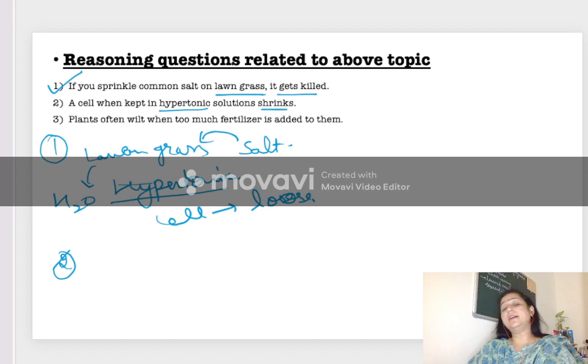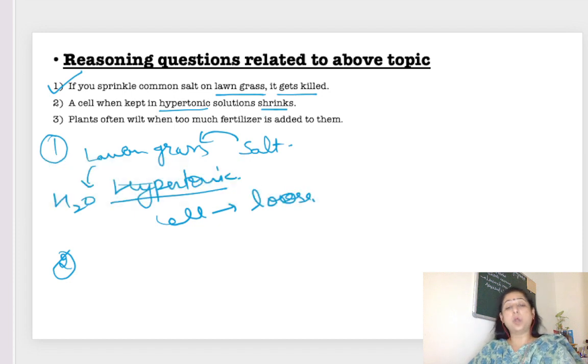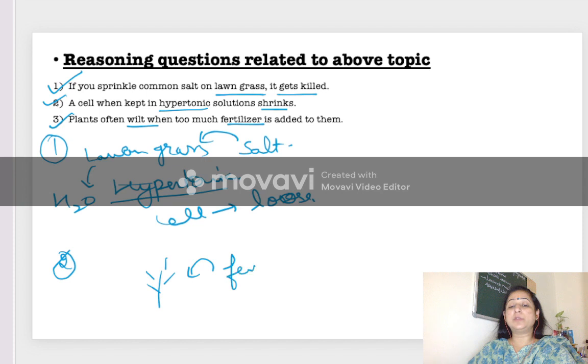Second question: a cell when kept in a hypertonic solution shrinks. The same answer. When a cell is placed in a hypertonic solution, it tends to lose water. Plants often wilt when too much fertilizer is added to them. For example, suppose this is a plant and you add too much fertilizer to it. What will happen?